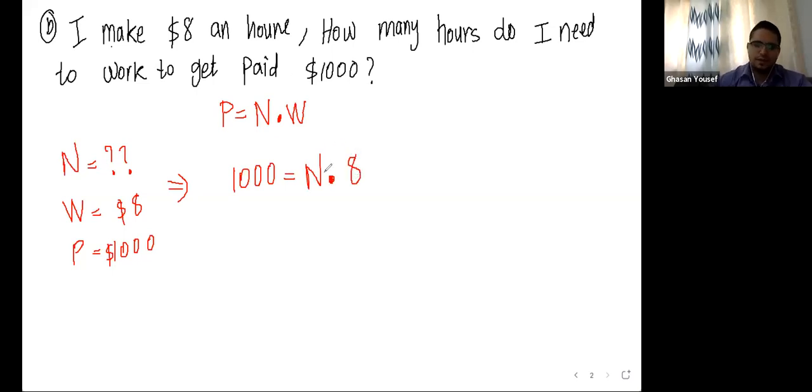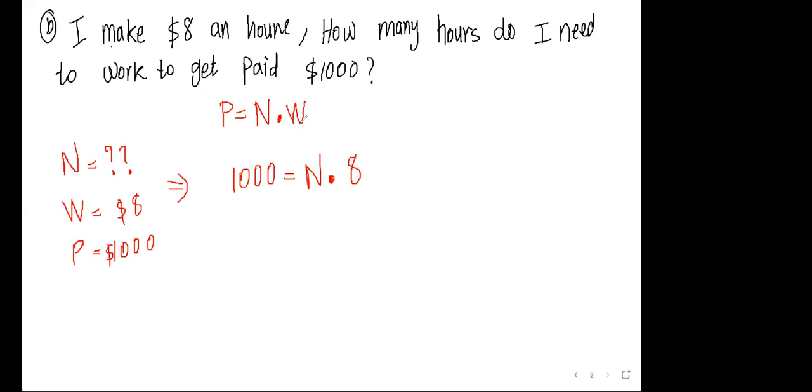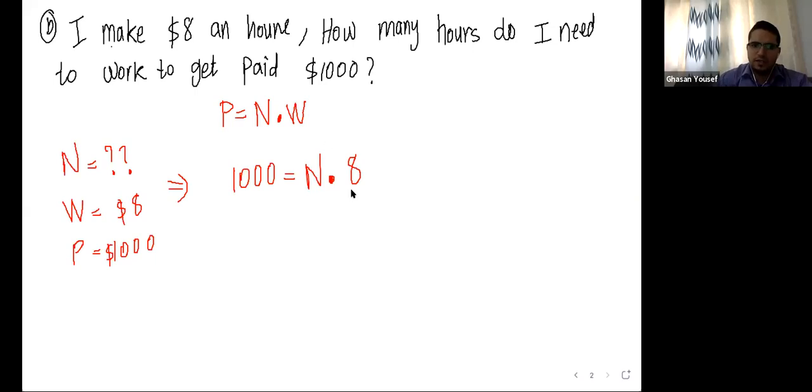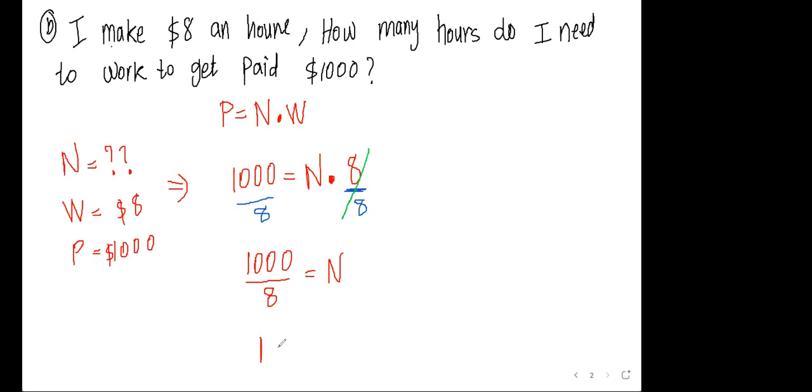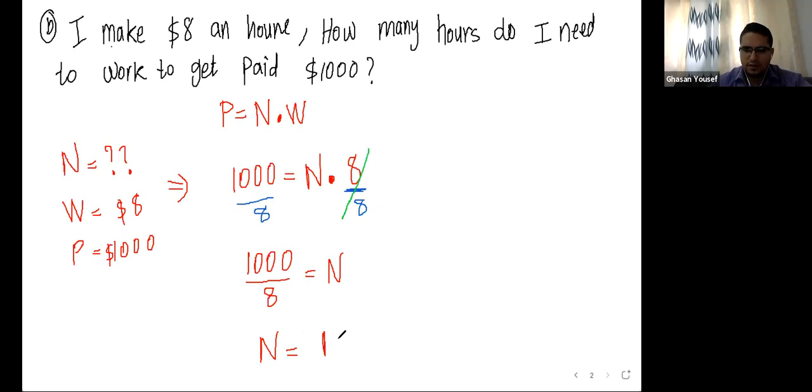So we have to solve this equation. What do we have to do here to find the value for n? You have to divide by 8 on both sides. Yes, correct. So dividing by 8, the 8 with the 8 cancel each other. I now get 1,000 divided by 8 equals n. And what is 1,000 divided by 8? 125 hours. So n equals 125 hours I have to work to get this amount. Any question?